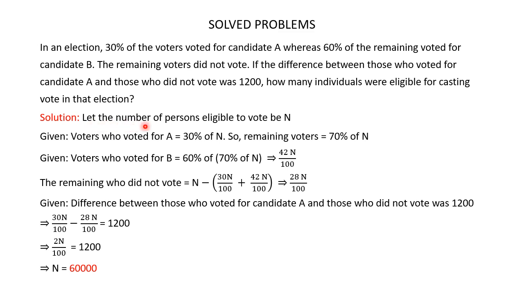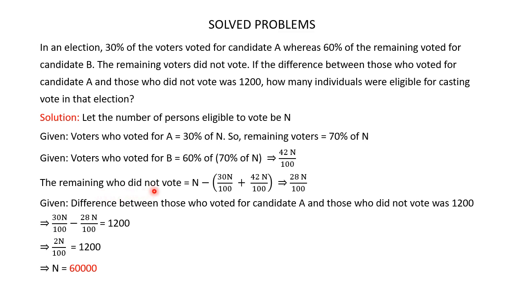So let the number of persons eligible to vote be n. It's given that 30% of the voters voted for candidate A. So voters who voted for A is 30% of n. So the remaining voters is 70% of n. It's given that 60% of the remaining voted for candidate B. So voters who voted for B is equal to 60% of 70% of n, which is 42n by 100. So voters who voted for A is 30n by 100, and voters who voted for B is 42n by 100.